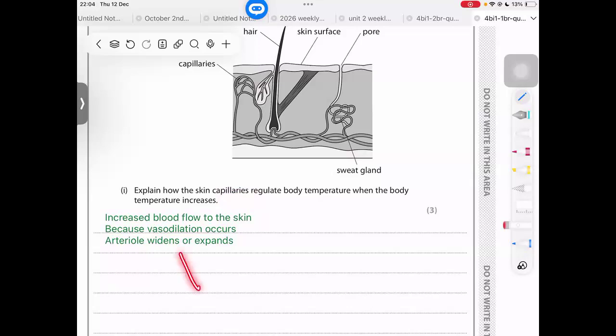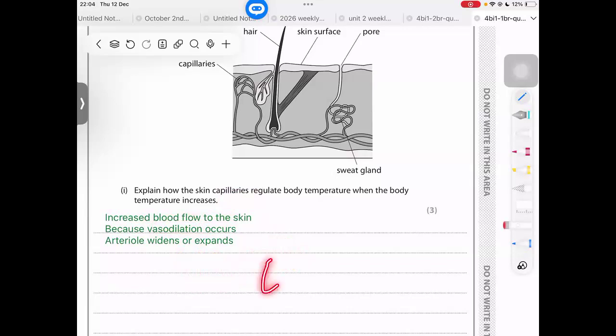You can first write vasodilation occurs. As a result, there will be increased blood flow near the skin, or increased blood flow to the skin, or increased blood flow through the capillaries. And also you can explain what vasodilation is. Vasodilation means the expansion or the widening of the capillaries or the blood vessels, right? The expansion or the widening of the arterioles or the blood vessels, right?